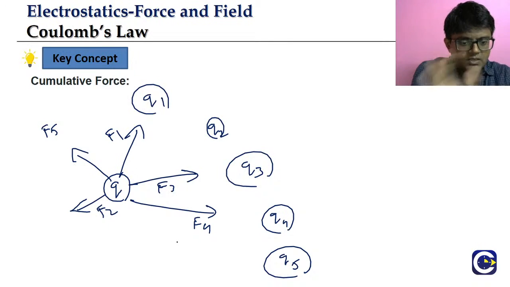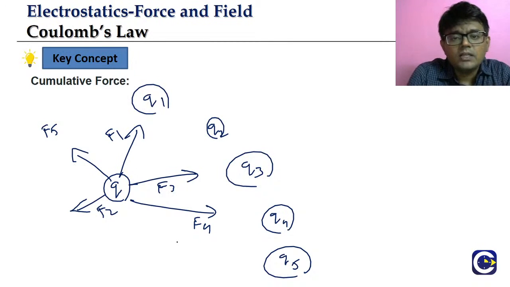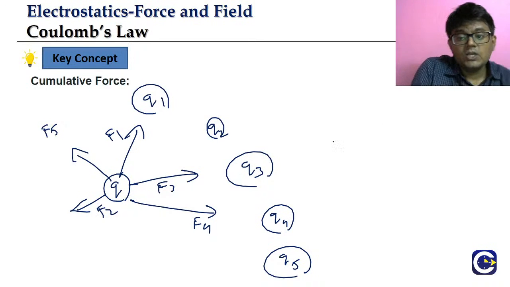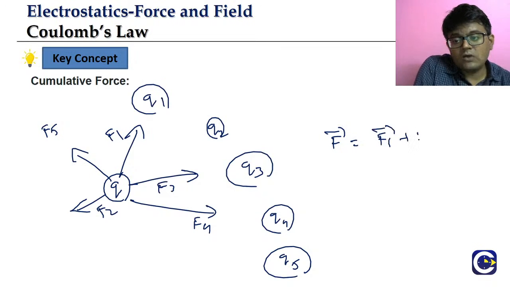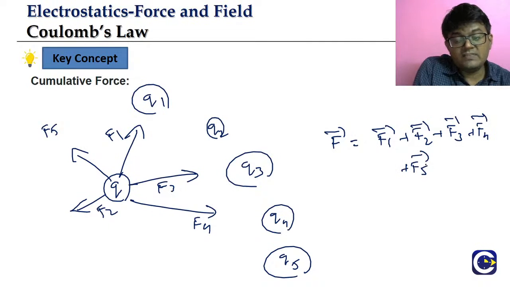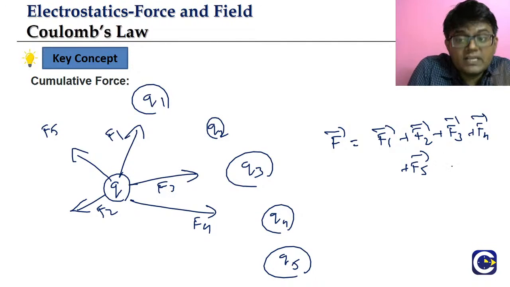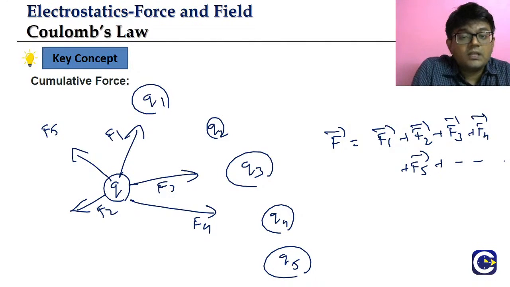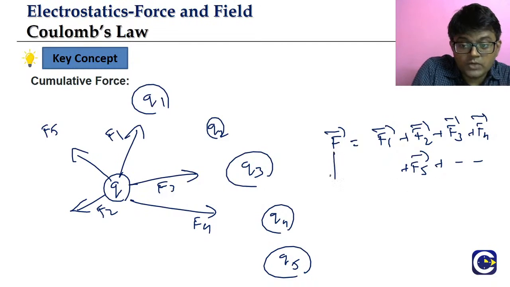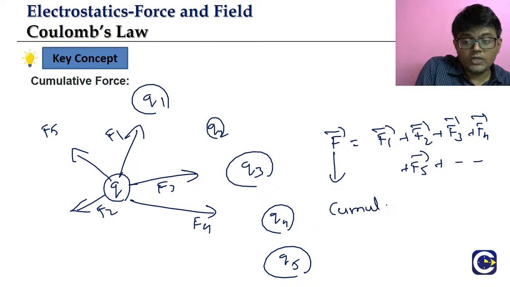Overall, here also we'll have many forces acting on the object because of the surrounding charges. So if you want to know the total force, what do we do? We just add up whatever number of forces are acting. Even if there is a sixth force, even a seventh force, you have to add them using the vector law of addition. When we add them, we get what we call the cumulative force.